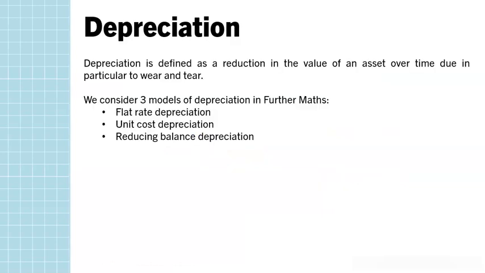So for our main application of linear decay, we're looking at two key types of depreciation. So just a quick reminder, our depreciation refers to a reduction in the value of an asset over time, in particular due to wear and tear. So the two models that we will be looking at now, as said previously, is the flat rate depreciation and the unit cost depreciation. These are both examples of linear decay. The third model, reducing balance, is an example of geometric, and we'll look at that in the next video.